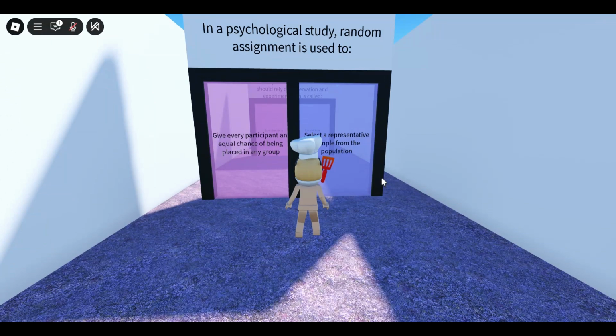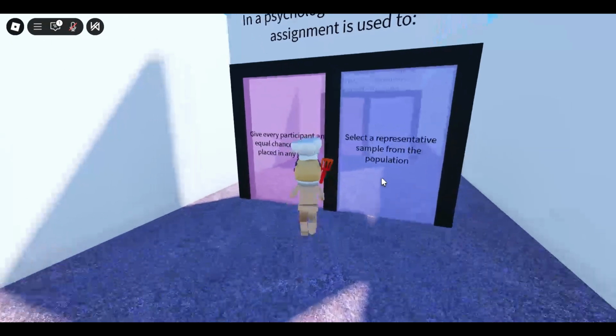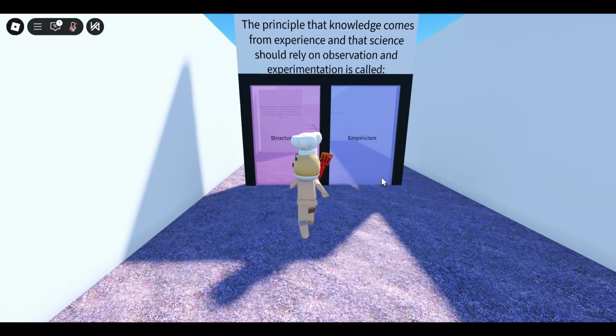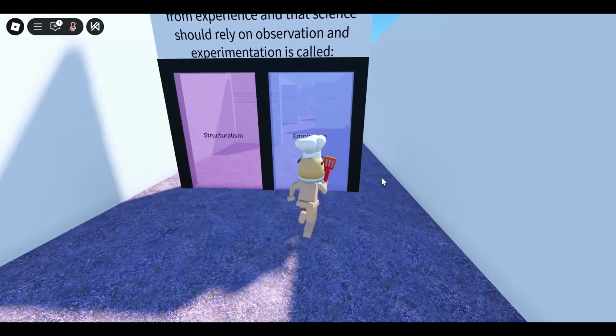In a psychological study, random assignment is used to give every participant an equal chance of being placed in any group. The principle that knowledge comes from experience and that science should rely on observation and experimentation is called empiricism.